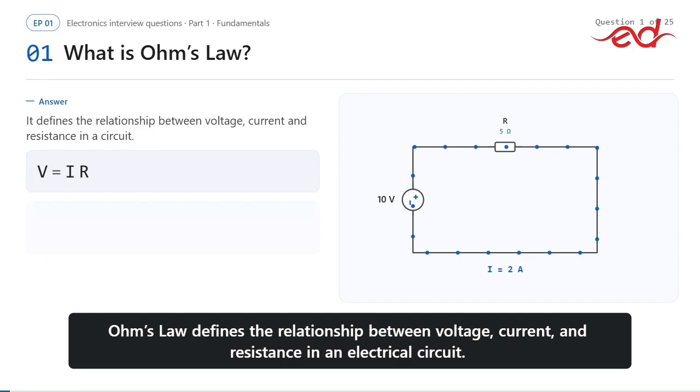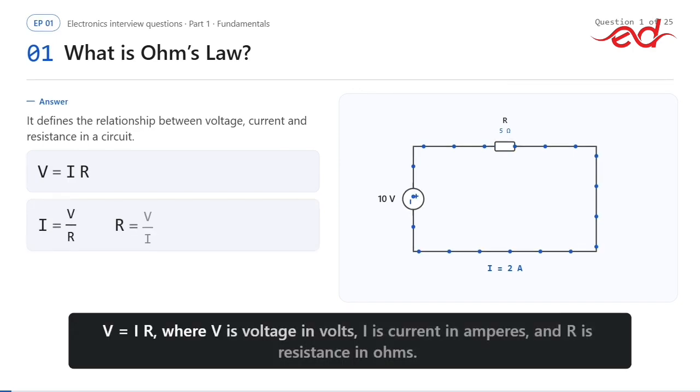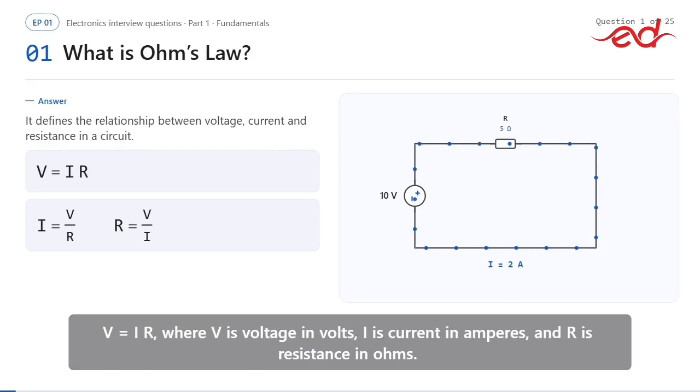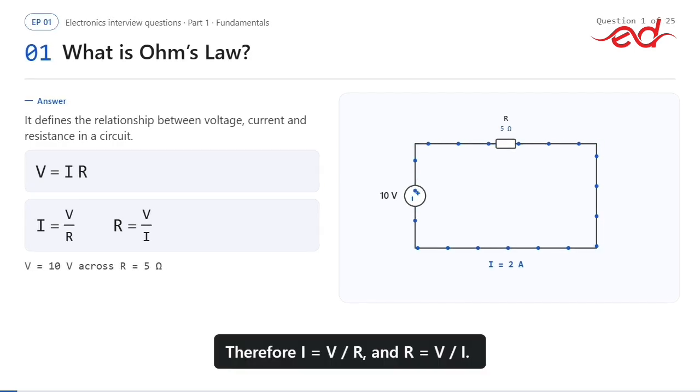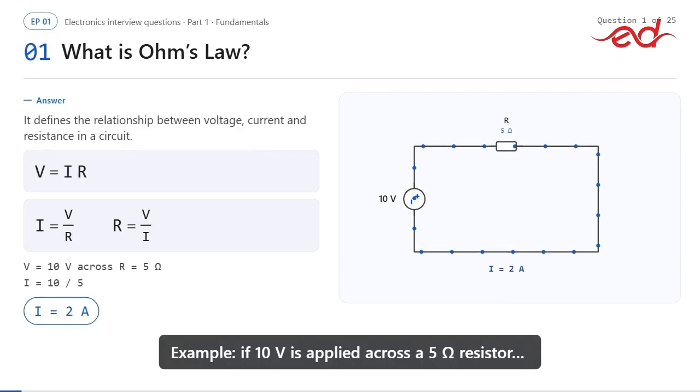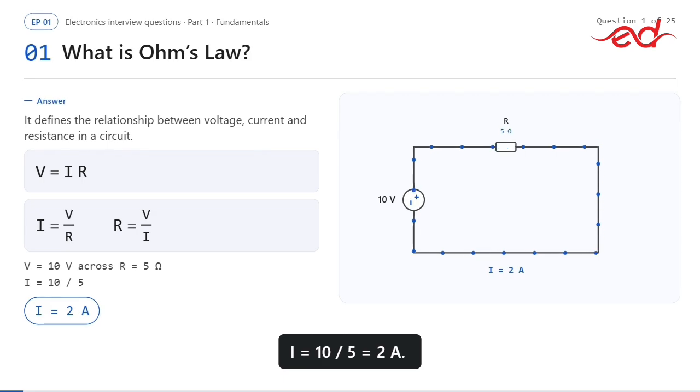Ohm's law defines the relationship between voltage, current and resistance in an electrical circuit. V is equal to IR, where V is voltage in volts, I is current in amperes, R is resistance in ohms. Therefore, I is equal to V by R and R is equal to V by I. Example, if 10 volts is applied across a 5 ohm resistor, then the current will be 10 divided by 5, which is equal to 2 amperes. So 2 amperes of current will flow in this circuit.